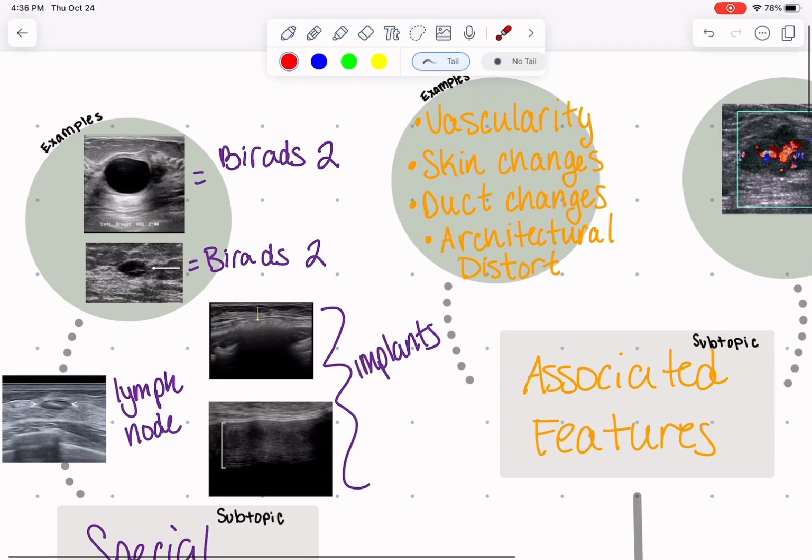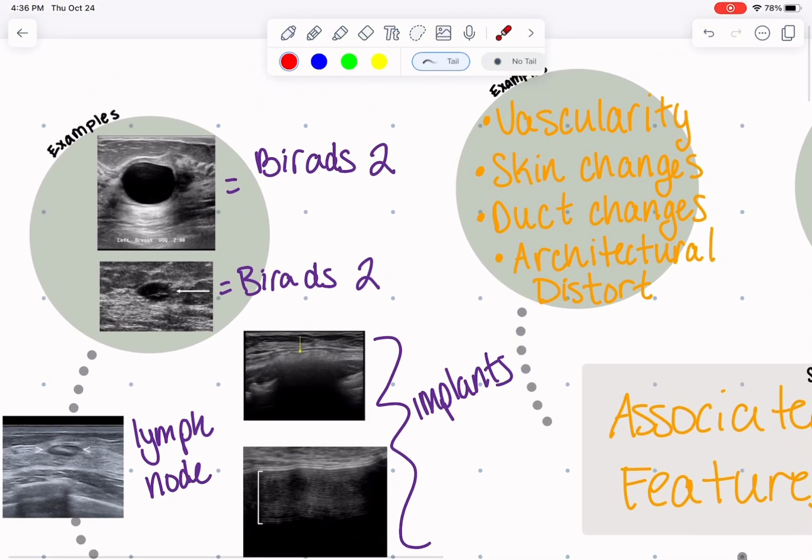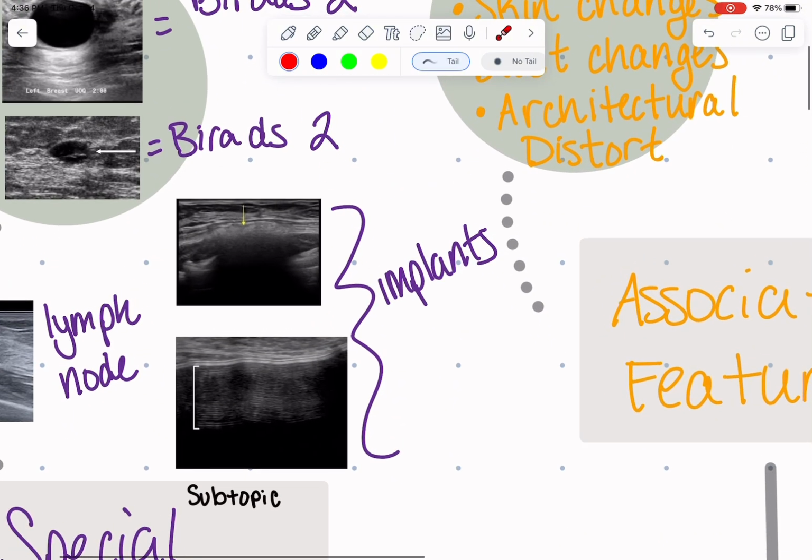That very top one is an example of a simple cyst. It's anechoic, has smooth borders, it's round, it has posterior enhancement. So this would be given a BIRADS 2. And then right below it is an example of clustered microcysts, and this would also be given a BIRADS 2. However, once it starts looking a little bit more solid or complicated, then it would be bumped up to like a BIRADS 3.